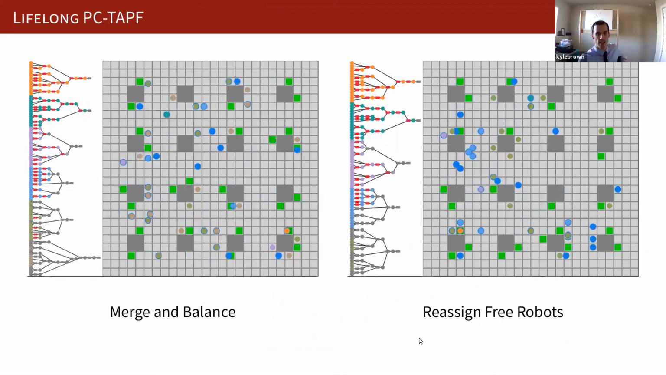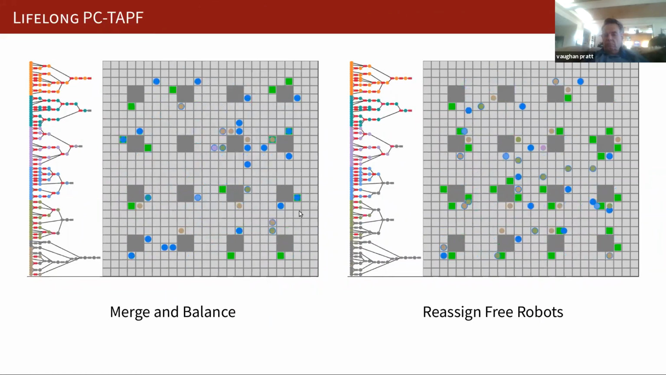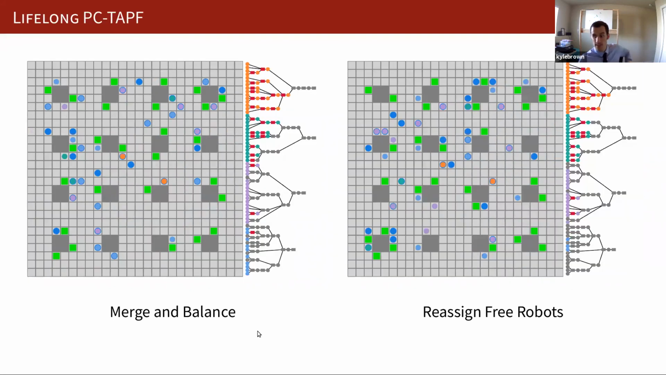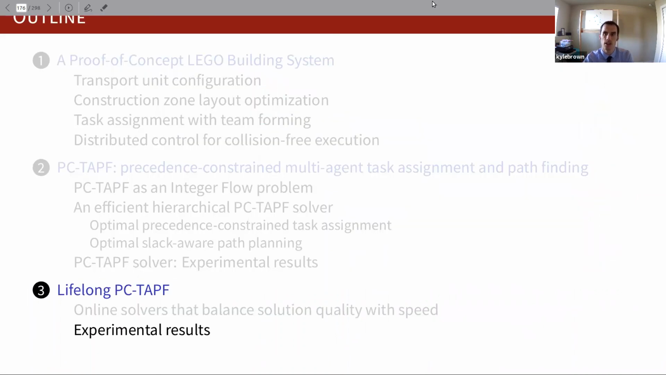So it's clear from this alone that the robots are making more progress on the left side than on the right in this particular case. That doesn't necessarily mean that the approach where we're allowed to cancel tasks and then reassign them is always better, but in this case, it outperforms the approach where we only reassign free robots. So let me show you just some brief results.